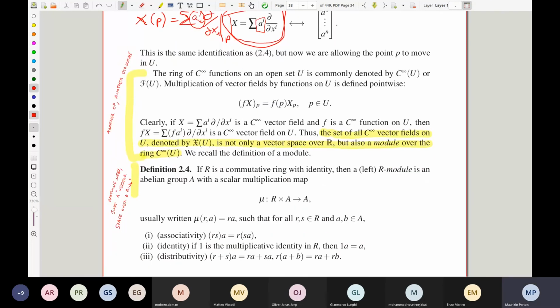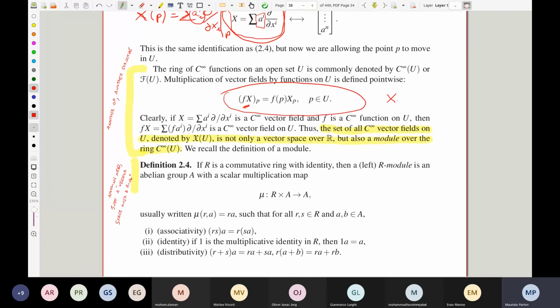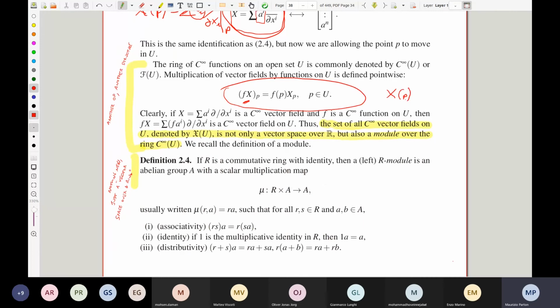Please notice that in this way, I can take a vector field and multiply it by a function. What does it mean? Well, it means that I will just take the value of the vector field in that point, and I will multiply this vector. This is a vector now, a single vector. I can multiply it by the number f of p. Okay, so this is a definition of the multiplication of vector fields by functions.